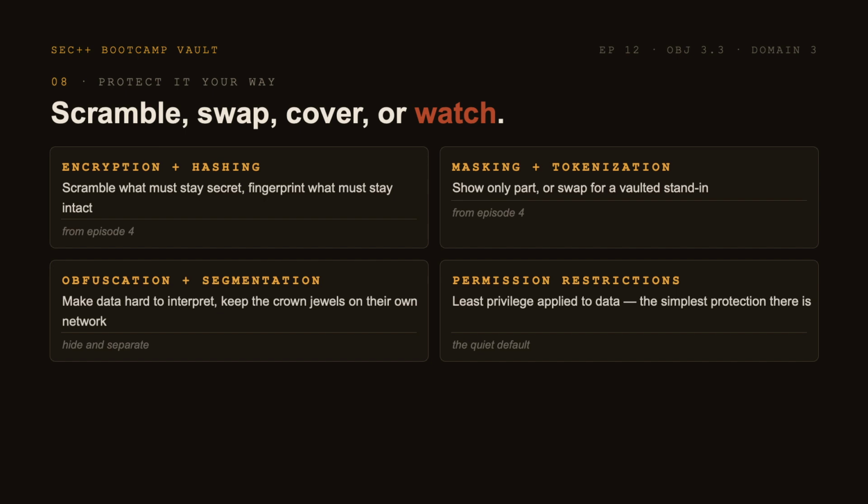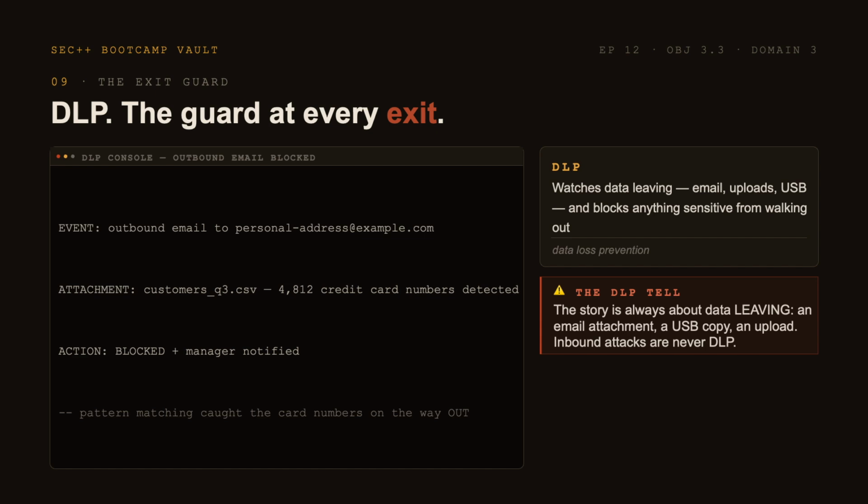The toolbox, mostly familiar faces. Encryption scrambles what must stay secret. Hashing fingerprints what must stay intact. Masking shows only part of a value. Tokenization swaps it for a vaulted stand-in. Obfuscation makes data hard to interpret, and segmentation keeps the crown jewels on their own network. And the quiet, default permission restrictions. Least privilege applied directly to data. Most data protection questions are just episode 4, wearing a data costume. Match the verb in the story to the tool.